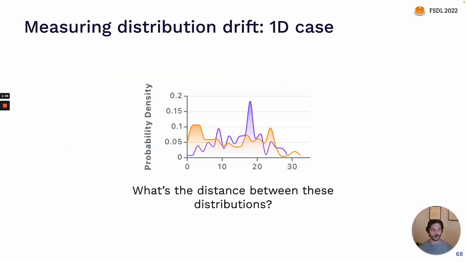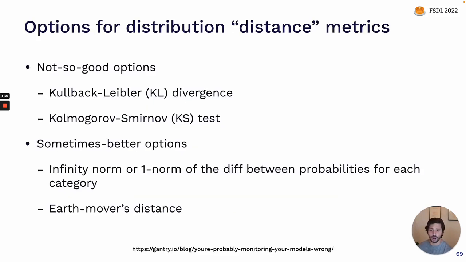Let's start by considering the one-dimensional case, where you have a particular feature that is one-dimensional, and you are able to compute a density of that feature on your reference window and your production window. Then the way to think about this problem is you're going to have some metric that approximates the distance between these two distributions. There's a few options here. The ones that are commonly recommended are the KL divergence and the KS test. Unfortunately, those are commonly recommended, but they're also bad choices. Sometimes better options would be things like using the infinity norm or the one norm, which are what Google advocates for using, or the Earth mover's distance, which is a bit more of a statistically principled approach.